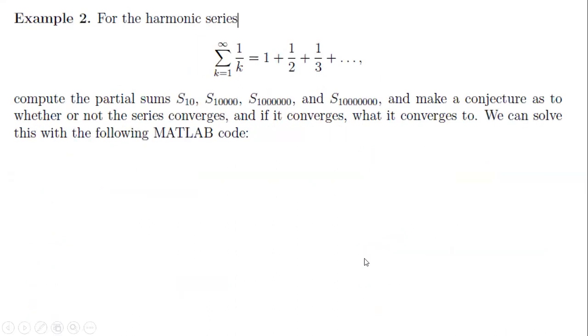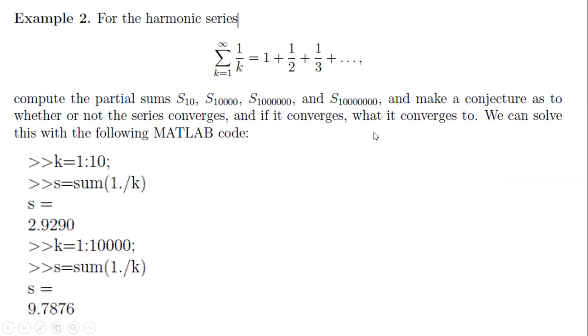Another example is this harmonic series. Compute the partial sums S10 to S10 million and again make a conjecture as to whether or not the series converges, and if it converges, what the convergence value is. Again, we can define the k value 1 to 10. This time the given harmonic series is just 1 over k. This gives us a value of 2.9290 for S10.